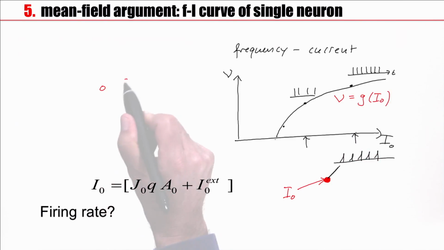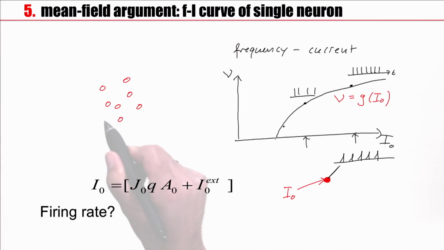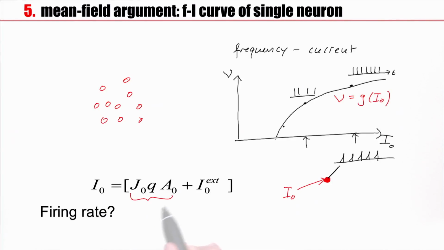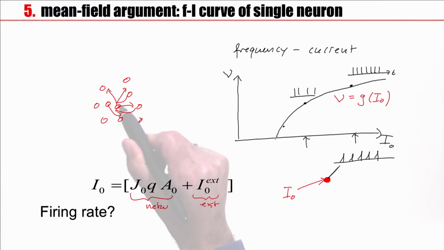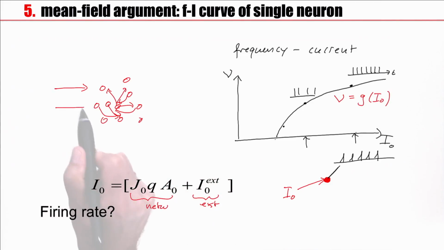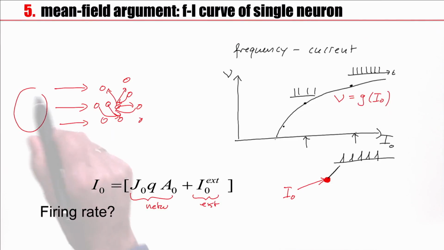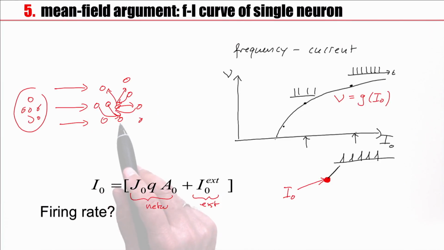But now let's go back to our network. In our network, we have many neurons. And now we have seen that each neuron is driven by a total input, which is a contribution of this network input and the external input. This is the input coming through the synapses within the network. And then this is an additional external input, maybe coming from other populations that we don't describe explicitly. So each neuron receives the same input. So each neuron will fire at this rate.